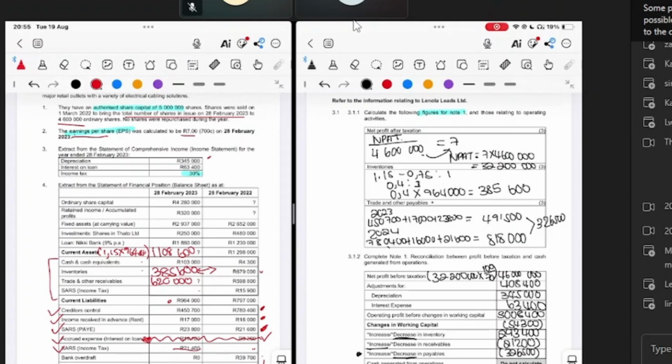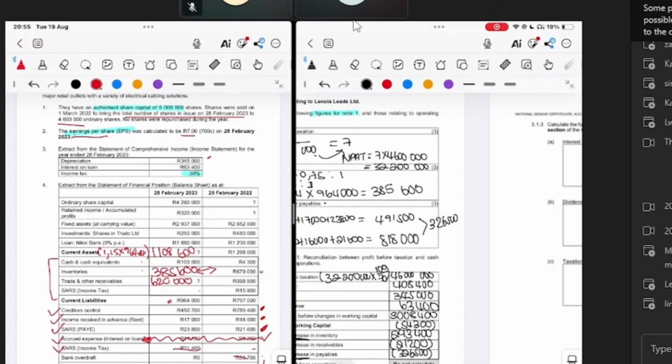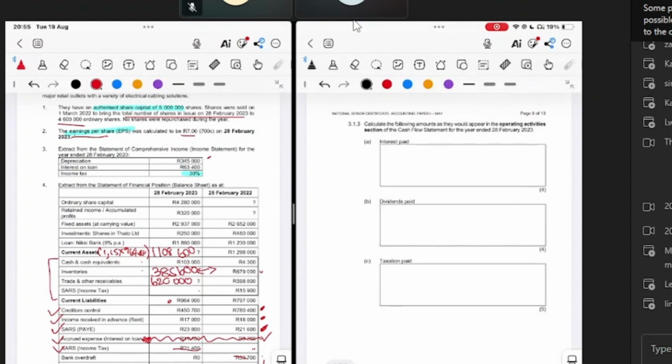Okay, let's continue. We go over to 3.1.3. They want us to calculate the following amounts as they would appear in the operating activities section of the cash flow statement for the year ended 28th February 2023.